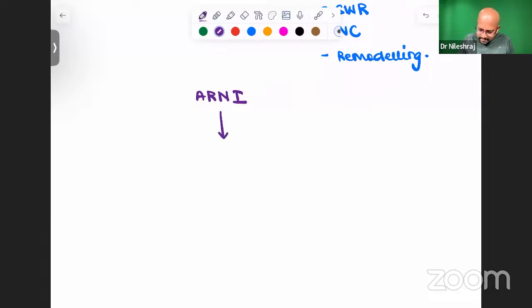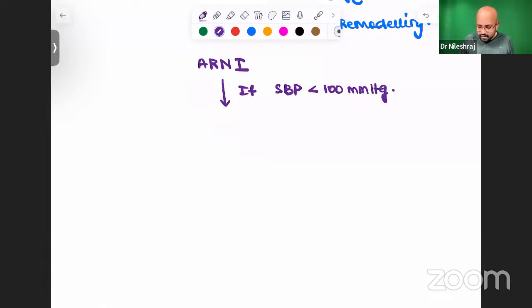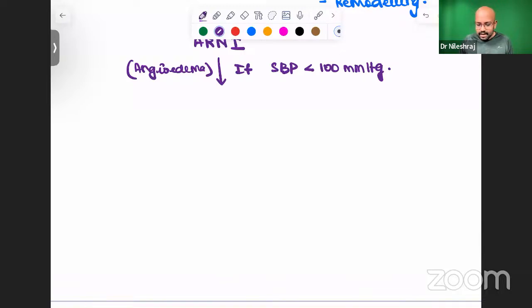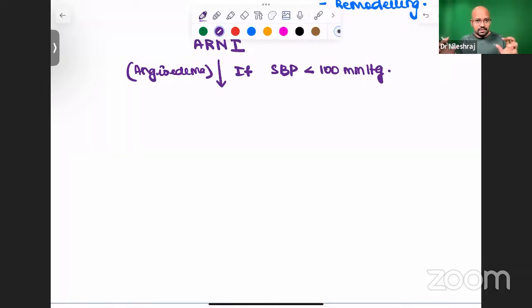But if the patient's systolic blood pressure is less than 100 millimeters of mercury, or if the patient has previously landed up in angioedema due to any of the angiotensin receptor agent-related drugs, then see, this drug might be producing angioedema.